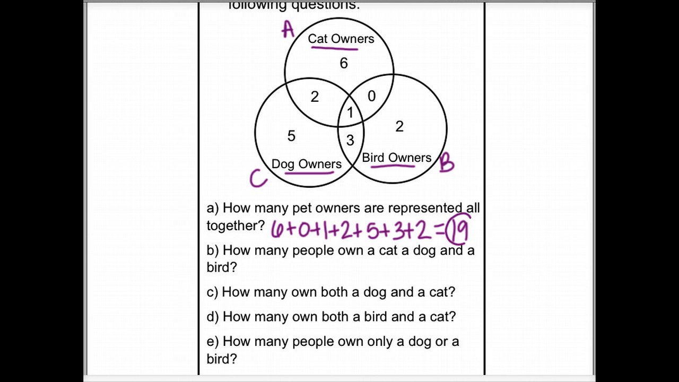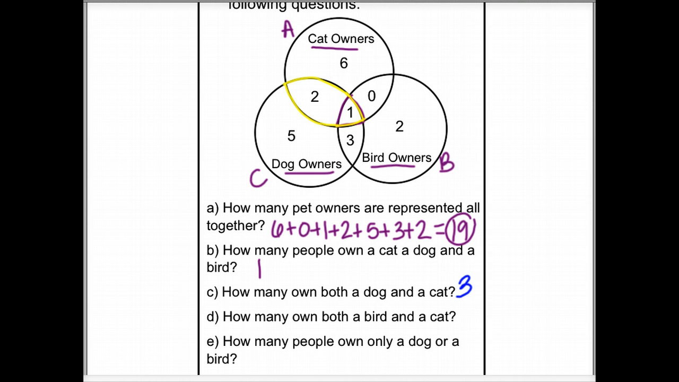Now, how many people own a cat, a dog, and a bird? That's going to be this overlapping area, which means there's one person. How many people own both a dog and a cat? So we go for the overlap of dog and cat. It doesn't say that they can't also own a bird, so you will have to include that as well. So that means that we have 3.